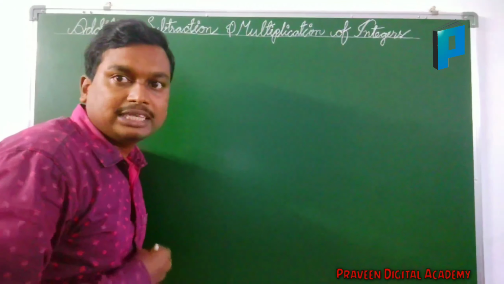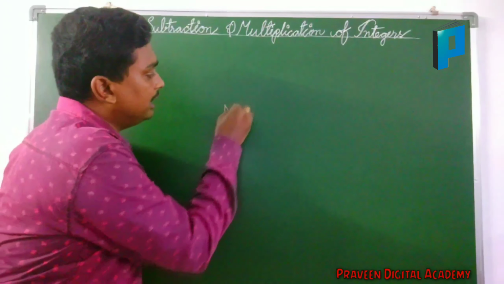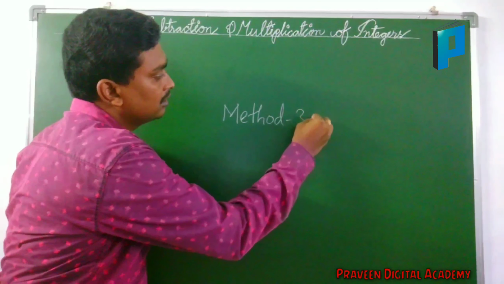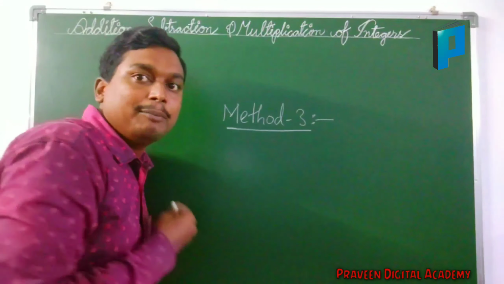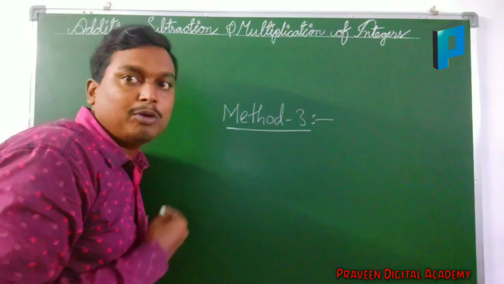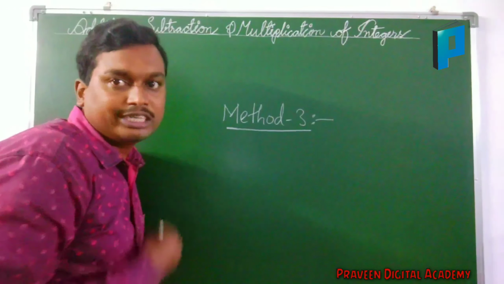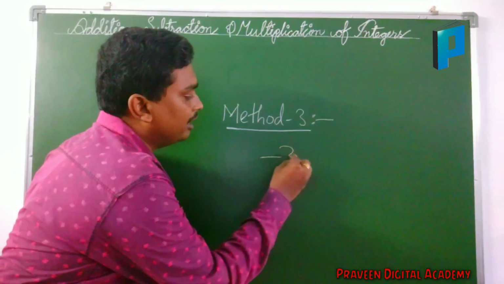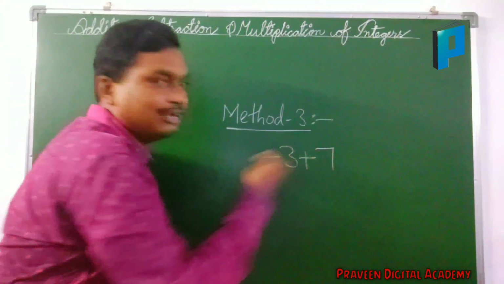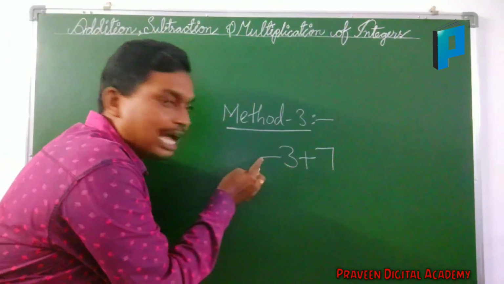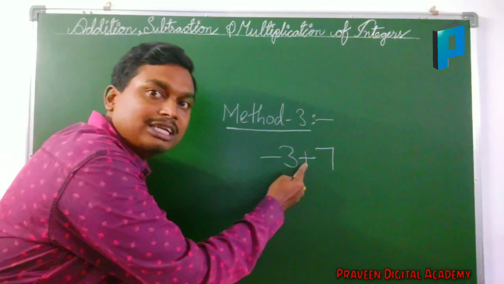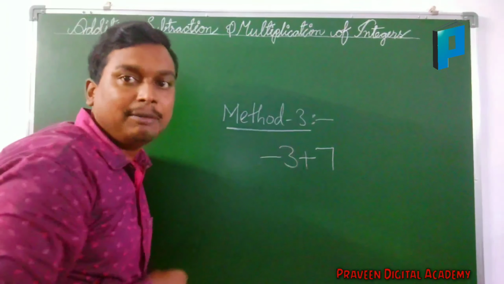Let us go for method 3. Here method 3 will have both positive and negative signs. Let us go for an example here. If you are having minus 3 plus 7, look at here. Here 3 is having a minus sign, 7 is having a plus sign, which means the question is having both minus and plus.